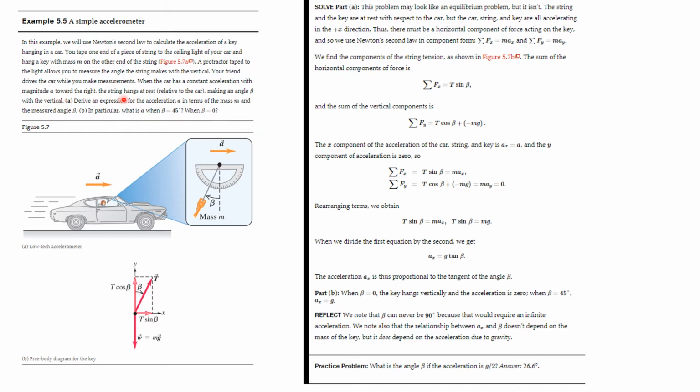The string hangs at rest relative to the car, but makes an angle beta with the vertical as the car is accelerating. So you want to know an expression for the acceleration in terms of the mass m and the measured angle beta, and in particular, what is a when beta is equal to 45 degrees and when beta is equal to 0. So that's what we have, and this is the force diagram that we make.